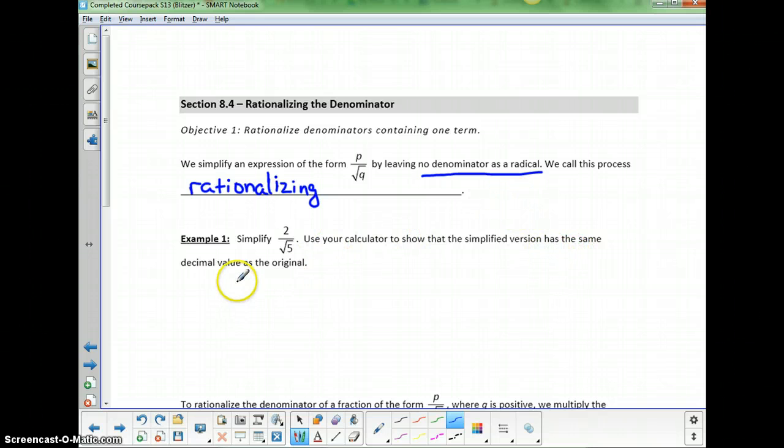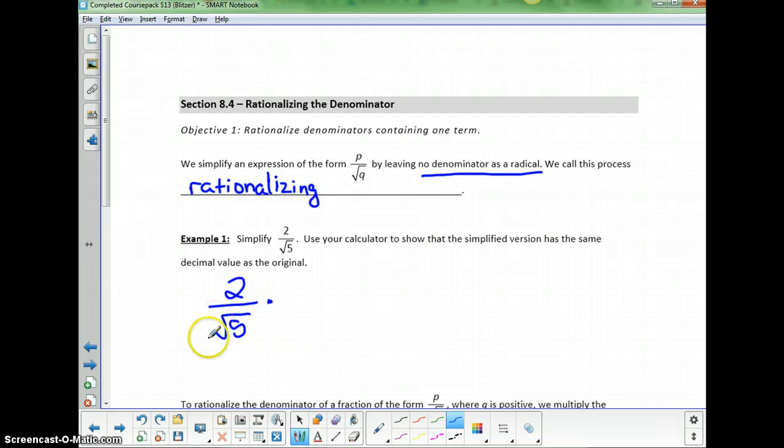So the process of rationalizing starts like this. We're going to write down the original problem, 2 over the square root of 5. And it's a fraction, so just like getting a common denominator, we're going to multiply top and bottom of this fraction by the same value, such that I'm going to be able to get rid of the square root of 5 in the bottom. Okay?